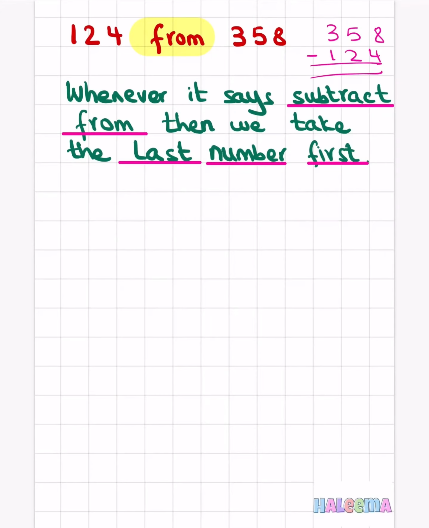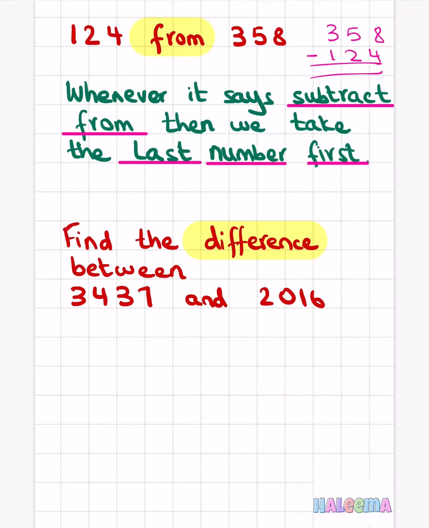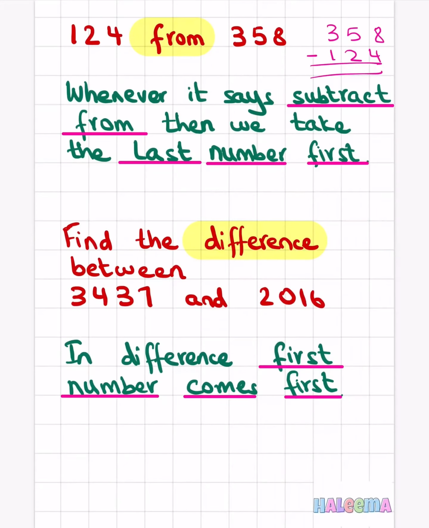Now I'll tell you the rule of difference. So whenever the question comes, find the difference between 3,437 and 2016. Remember, in difference, first number comes first. So in this case, we'll have 3,437 and 2016. This is how we're going to subtract.